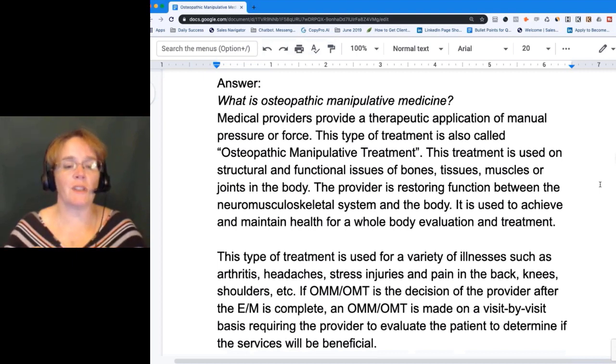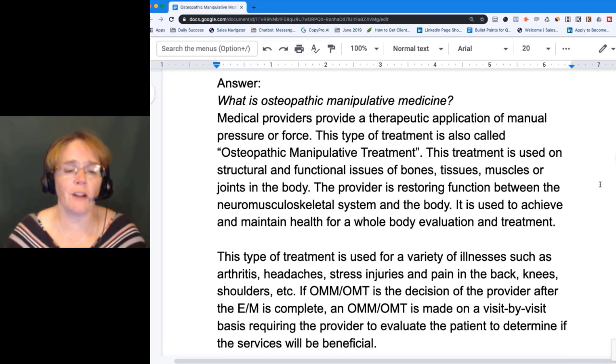It's treatment used on the structural and functional issues that somebody's having with bones, joints, muscles, tendons, tissues, so a specific area in the body. And what they're trying to do is restore the function between the neuromuscular skeletal system and the whole rest of the body. Because as we know, a lot of times if you have one area that's bothering you, the rest of the body kind of compensates for it, and it can mess up your whole flow of everything. It's meant to achieve and maintain health of the whole body.